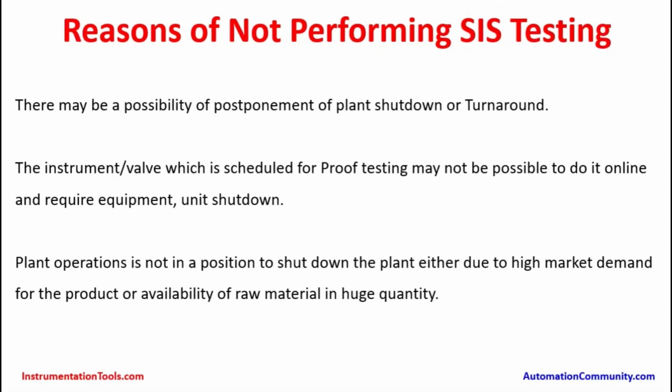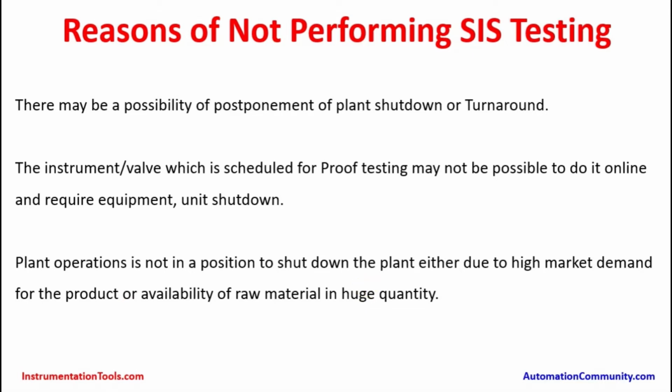There are reasons for not performing SIS testing. There may be a possibility of postponement of the plant shutdown or turnaround. The instrument or valve which is scheduled for proof testing may not be possible to test online and may require equipment or unit shutdown. Plant operations may not be in a position to shut down the plant due to high market demand for the product or availability of raw material in huge quantity.